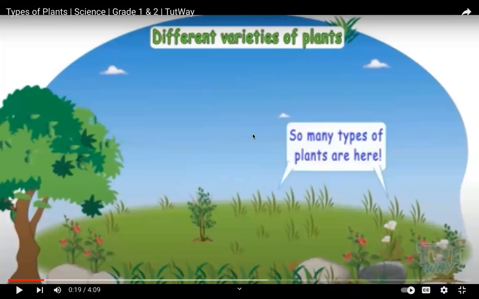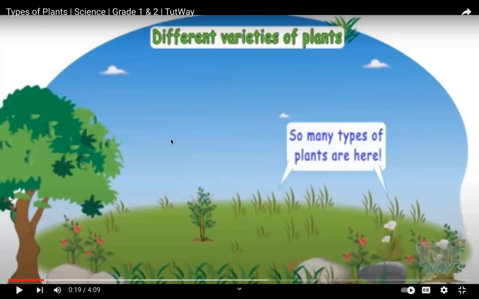And what is an aquatic plant, beta? The plant which grows in water is called an aquatic plant. Very good. The plant that grows in water is known as an aquatic plant. The plants that grow on land are called terrestrial plants. Excellent, Tuhin. Okay, the different varieties of plants here we are seeing according to the size, beta.